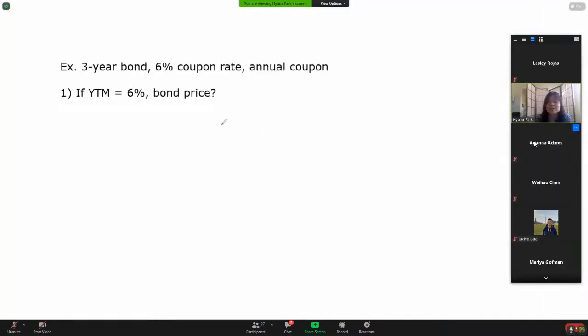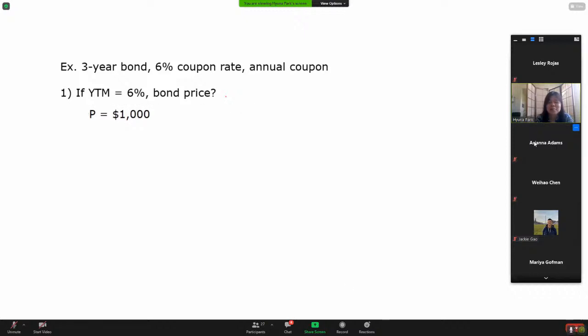The answer is that the bond price is $1,000, the par value. If nothing is written, assume that the par value is $1,000. So bond price is equal to the par value. Julian, no, the answer 920 is not correct. The bond price is $1,000. So this is the answer.